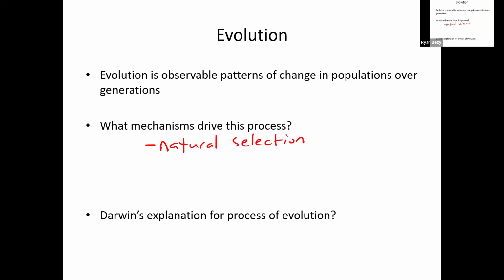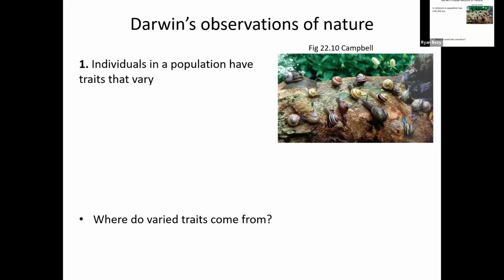So Darwin's explanation for this process of evolution was natural selection. And we're going to just talk about how that then takes place. But really, how did he come to this idea of natural selection? So Darwin had a lot of observations. When he was going out and observing things, it's part of the first things he did. When he was looking at populations of organisms, he noted that individuals in a population can have traits that vary. And the idea behind this is just like with my snails on my log here.